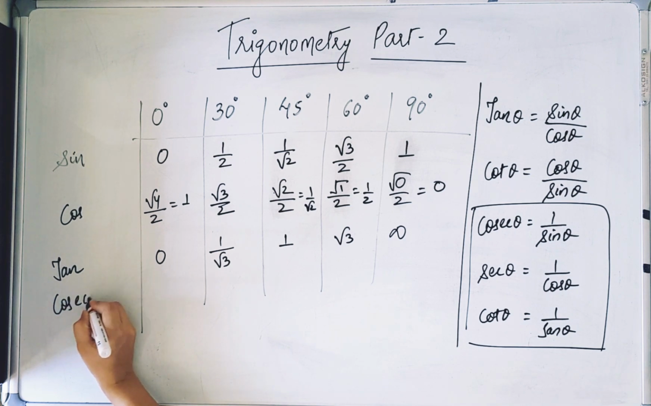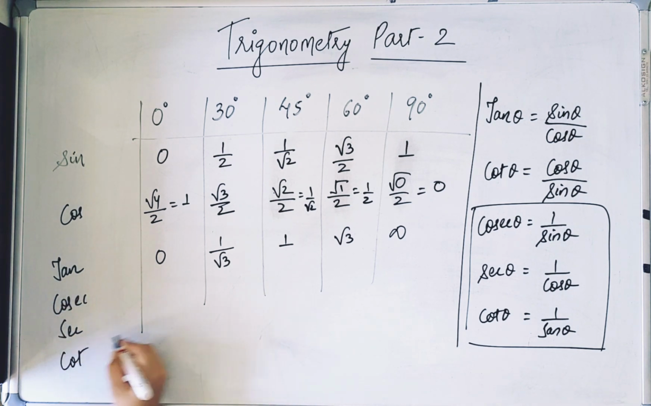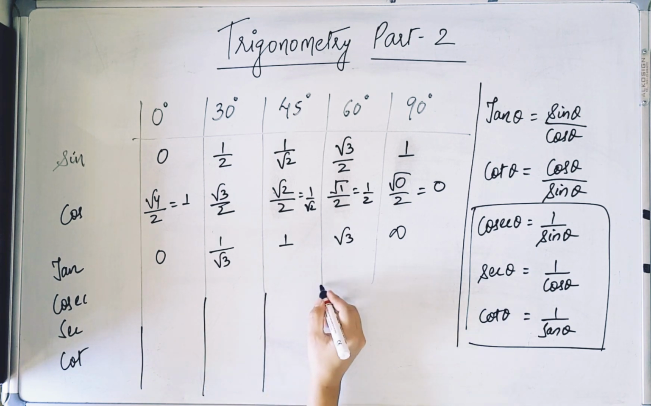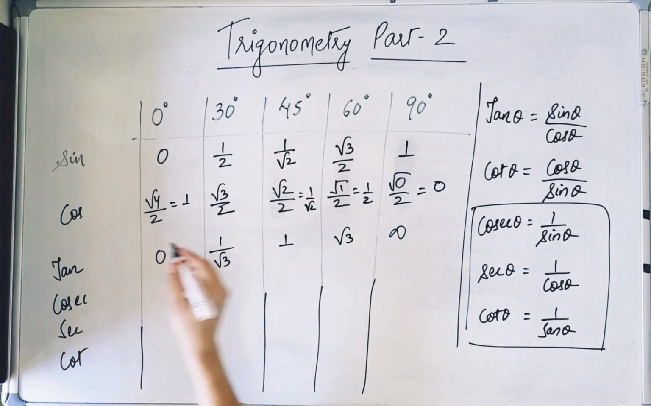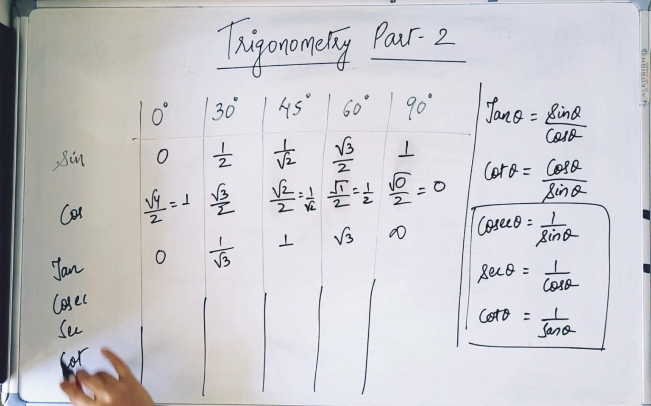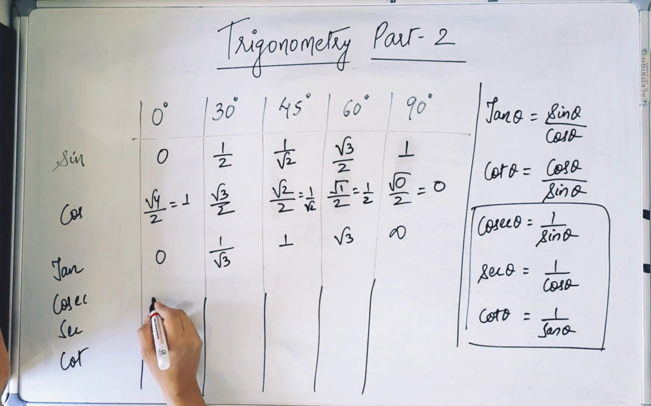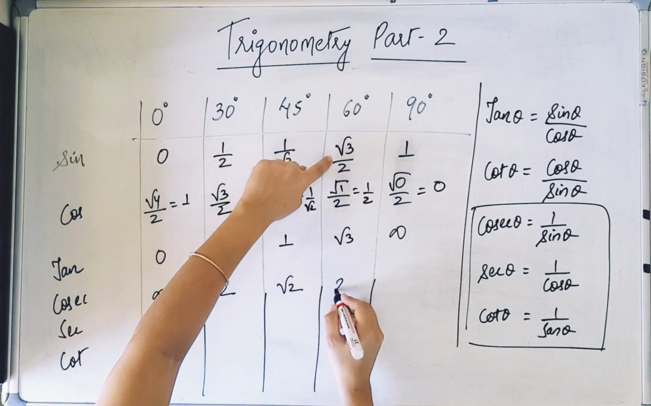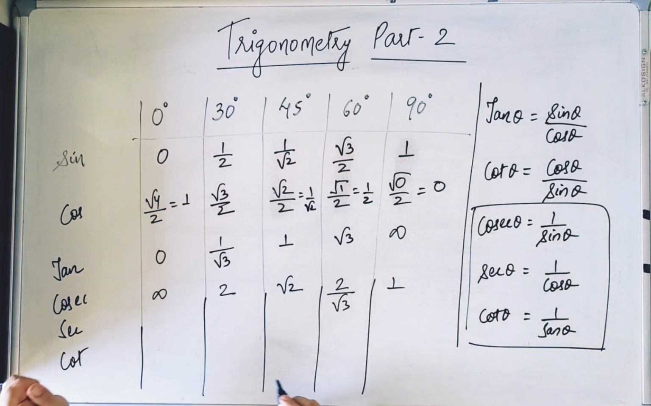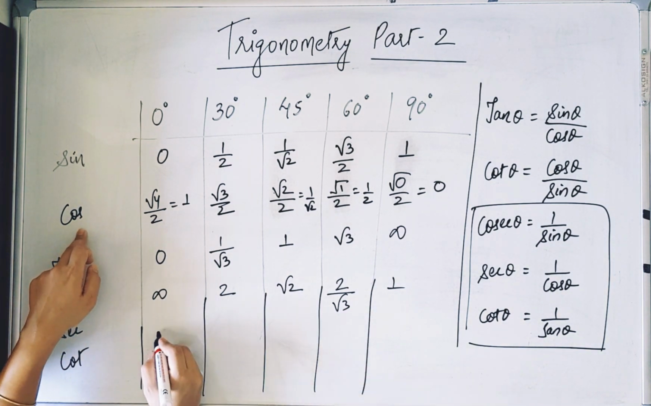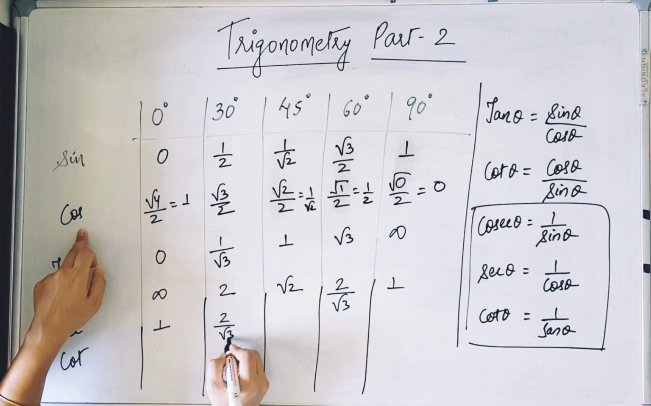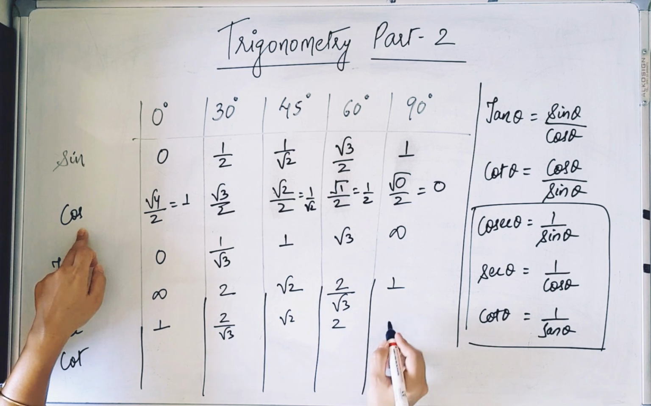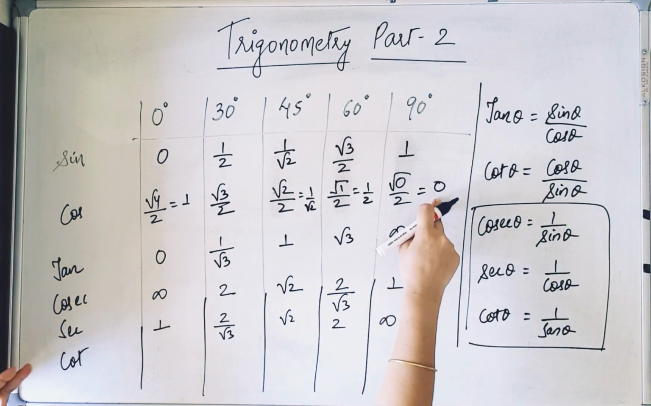Now cosec, sec and cot. So what will cosec be? Reciprocal of sin, sec is reciprocal of cos, and cot is reciprocal of tan. The reciprocal of 0, that is 1/0, is not defined. The reciprocal of 1/2 is 2, the reciprocal of 1/√2 is √2, then 2/√3, and here will be 1. So this is how we have got the values of cosec. Sec, reciprocal of cos: 1, 2/√3, √2, this is 2, and this is not defined. The reciprocal of 0 is not defined.